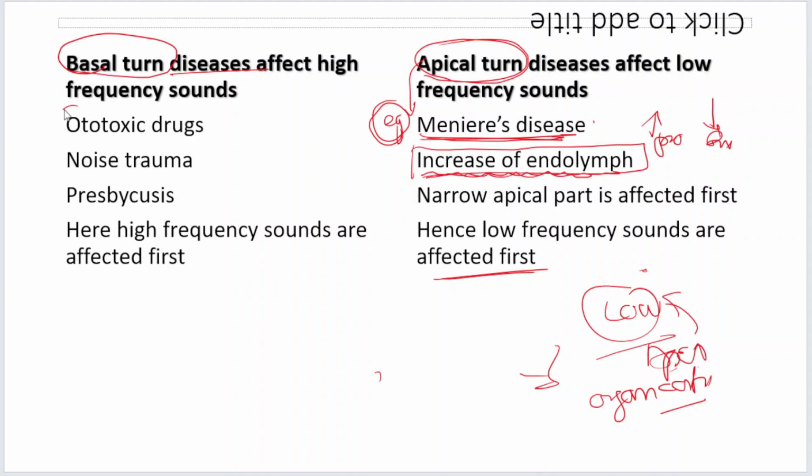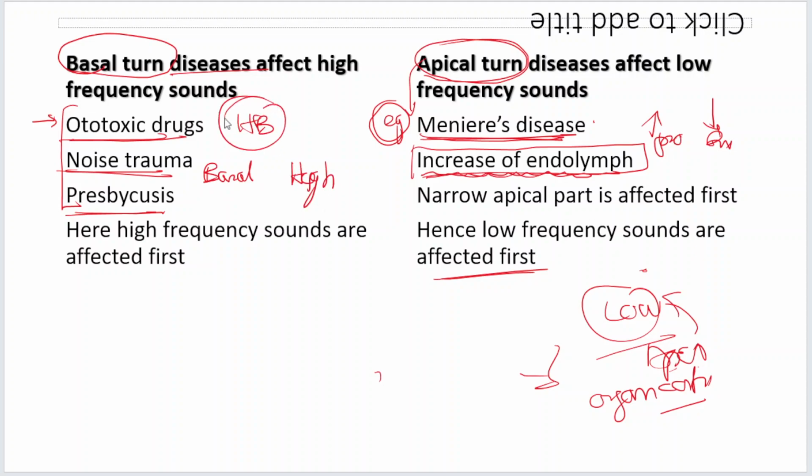All the other diseases that we are going to talk about, whether it's ototoxic drugs, noise trauma, presbycusis, these affect the basal turn of the cochlea. So high frequency hearing sounds are affected. We remember the mnemonic, right? HB pencil. High frequency sounds are affected first in the basal turn of the cochlea. So high frequency sound starts falling. So we have a downsloping type of audiogram.